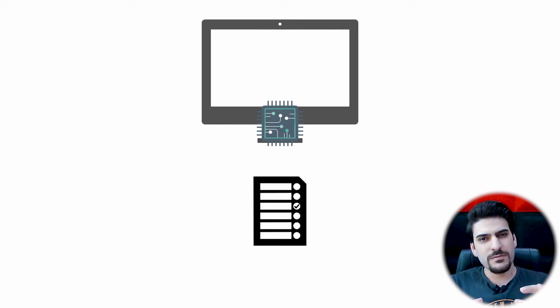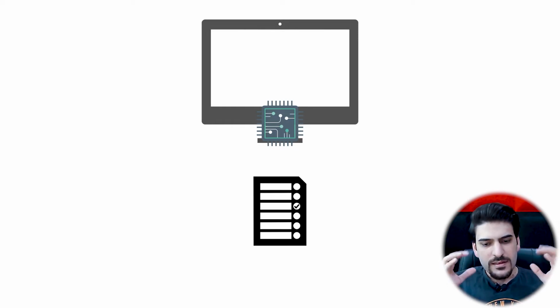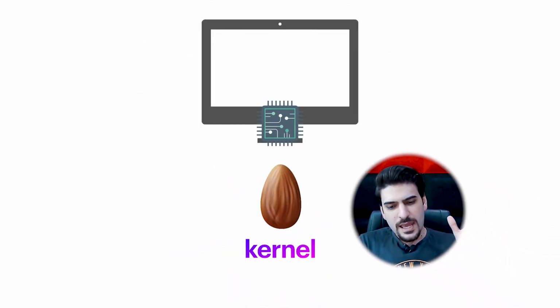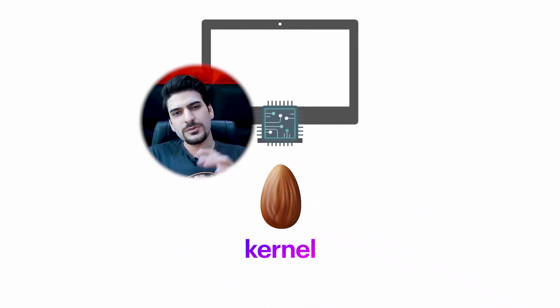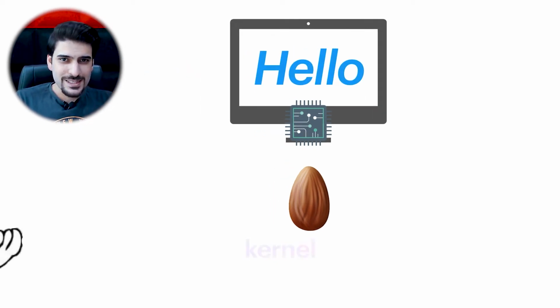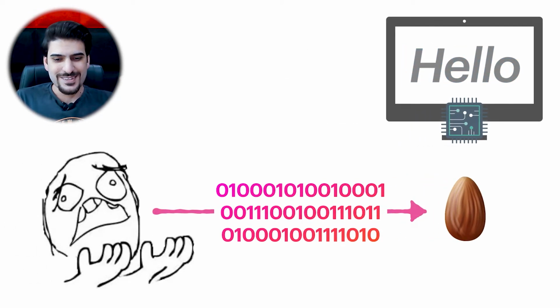A computer is actually a piece of hardware which is in control of a kind of low-level program, which is actually the instruction about how different parts of hardware should be connected to each other. And this program is called kernel in computer science. If you want your computer to show the word hello on the monitor for you, what should you do? You should ask the kernel in binaries, zeros and ones.